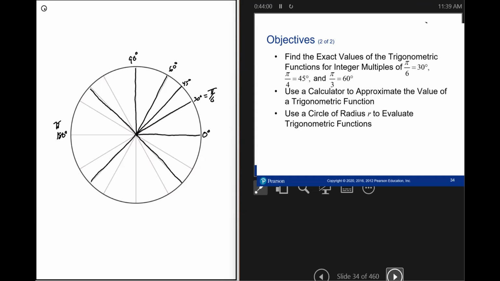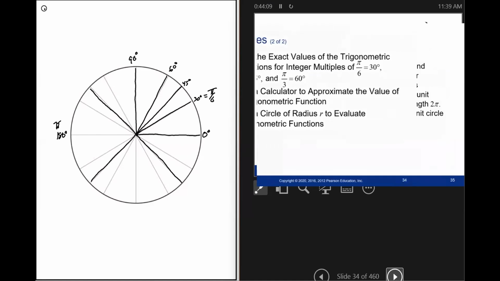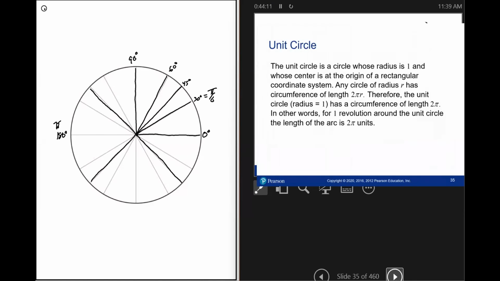A circle of radius r to evaluate trig functions. I don't remember doing that in the other class, but maybe we did. All right, unit circle, and I kind of set it up here. One revolution around is 360 degrees. It's also 2 pi, and 0 degrees is 0 radians or 0 pi. All right.